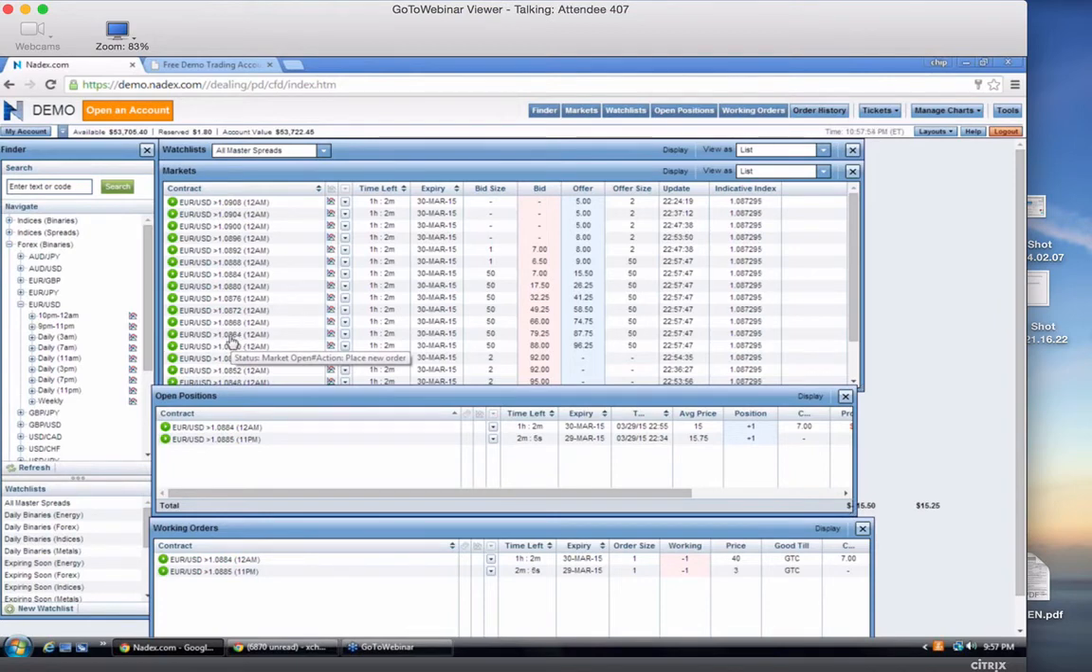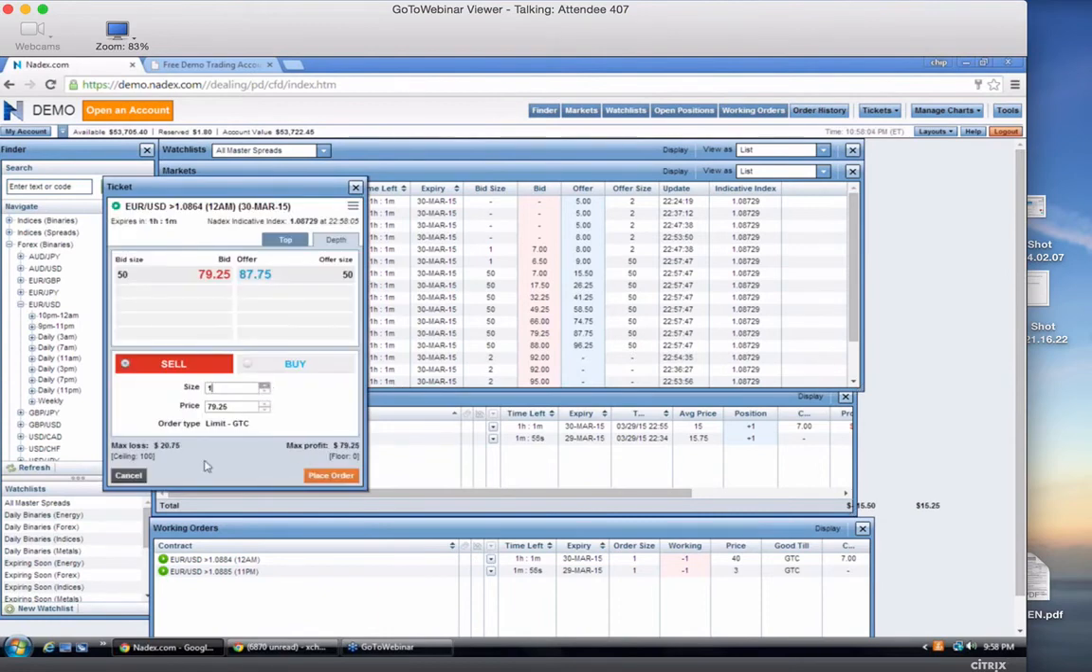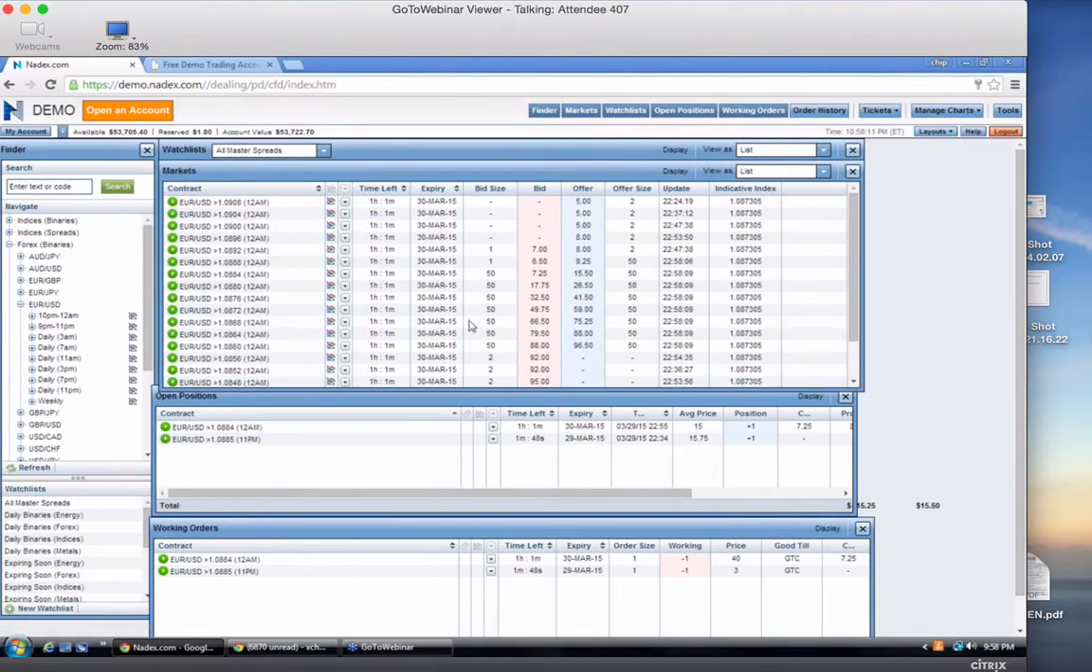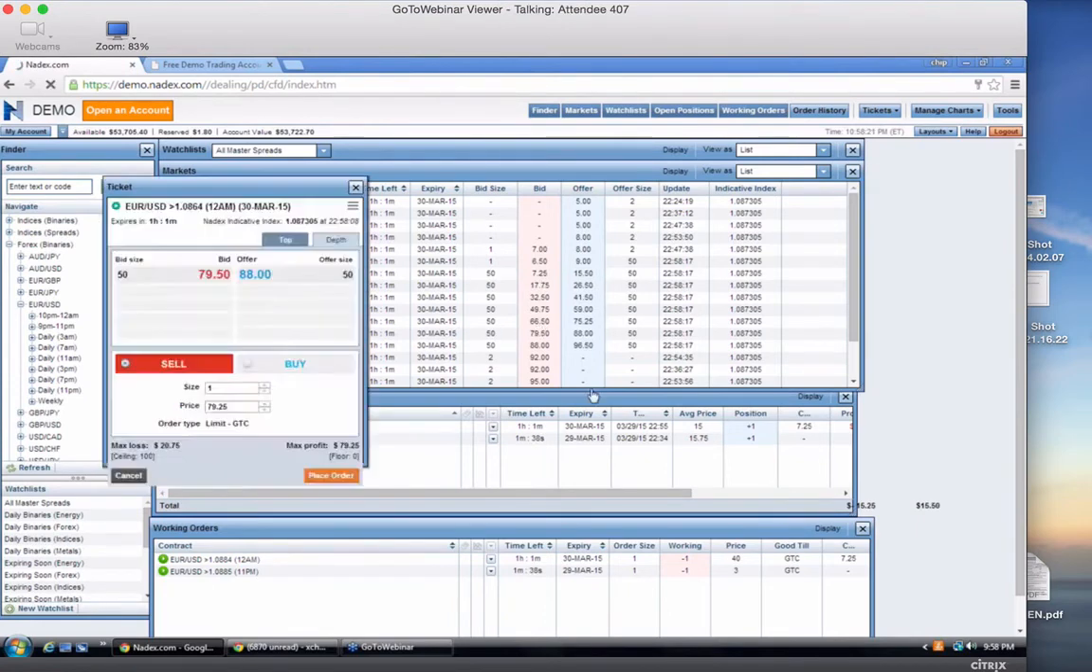0.865 is farther below 0.864, so we might not be inclined to do this one, because if we sell this one, it would cost us $20.75. If we sell this strike, which is our target below 0.868, that would cost us $33.50.